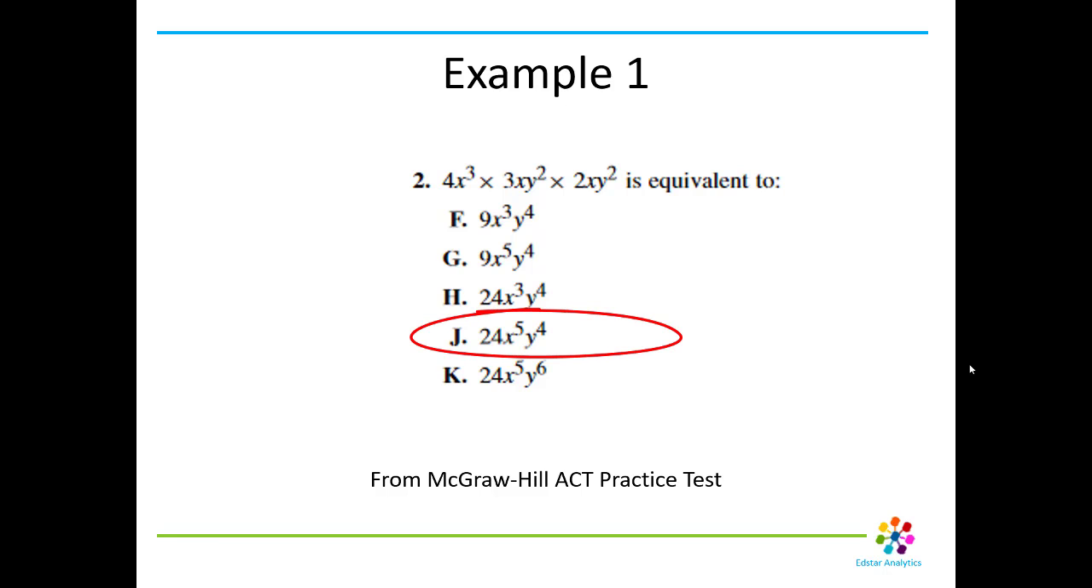And they put H there for all the people that are going to forget about those invisible ones. You know, they know what wrong answer you're going to get, and it's there as a choice.